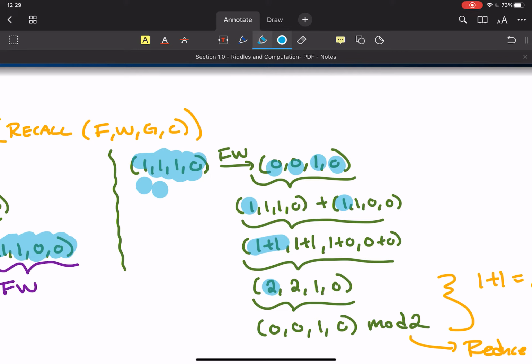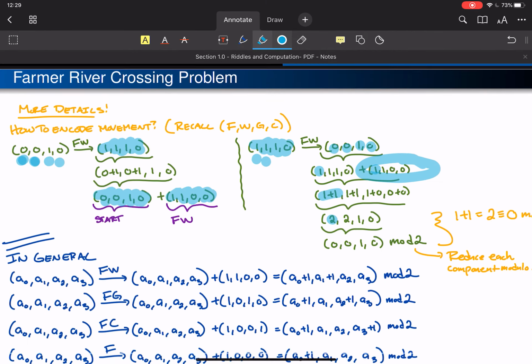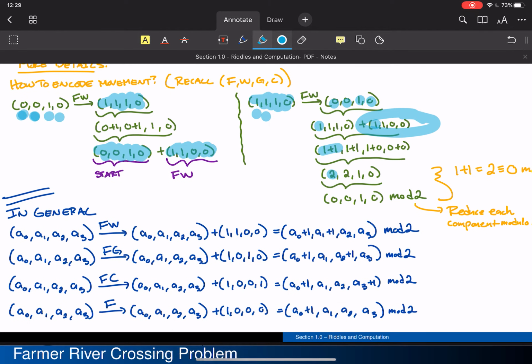That's exactly how movement is going to happen. If I ever want a farmer and wolf move, I just add this fancy little vector. It tells me to change the position of the farmer, change the position of the wolf, and keep the other two cells in check. And you can see that in general, that all works very nicely.